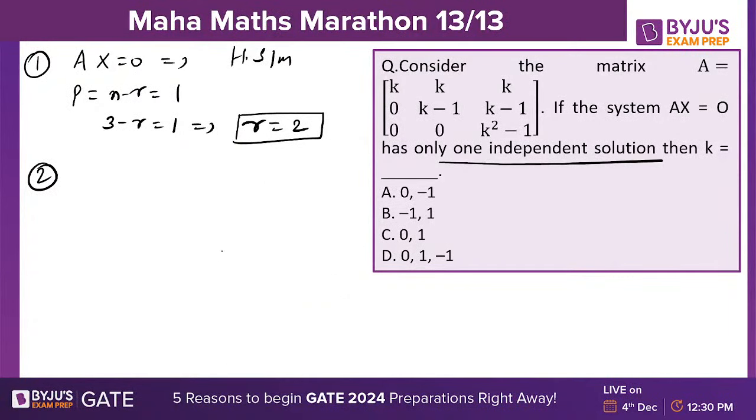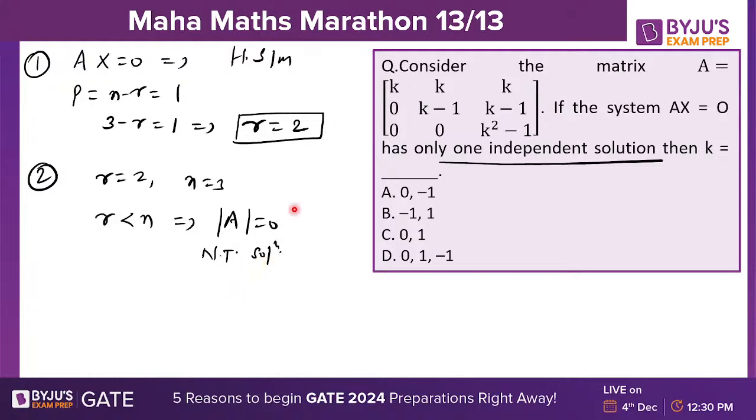Yes, sir. Now see here. Rank is 2. Order is 3. So r is less than the order. Rank is less than the order. It means what? Determinant will be 0. Determinant 0 means what? Non-trivial solution. Okay.